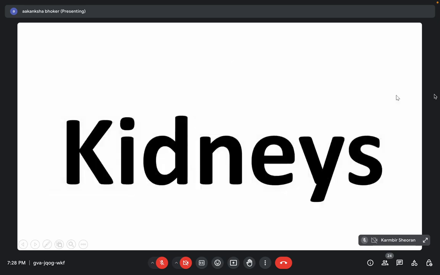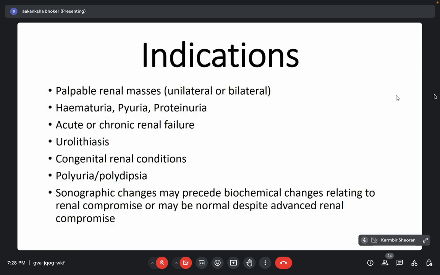Next, coming to the kidneys, we have to scan them in all three planes: longitudinal, transverse, and the frontal plane. The indications for performing a kidney examination are: if there is any palpable mass on one or both sides of the kidney, some voiding abnormalities, hematuria, pyuria, or proteinuria, if we suspect acute or chronic renal failure, in cases of uroliths, some congenital condition, polyuria, polydipsia.